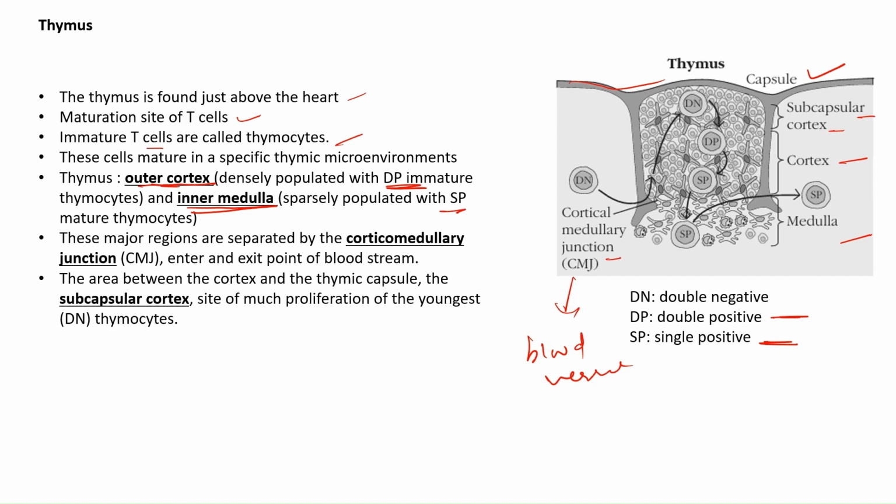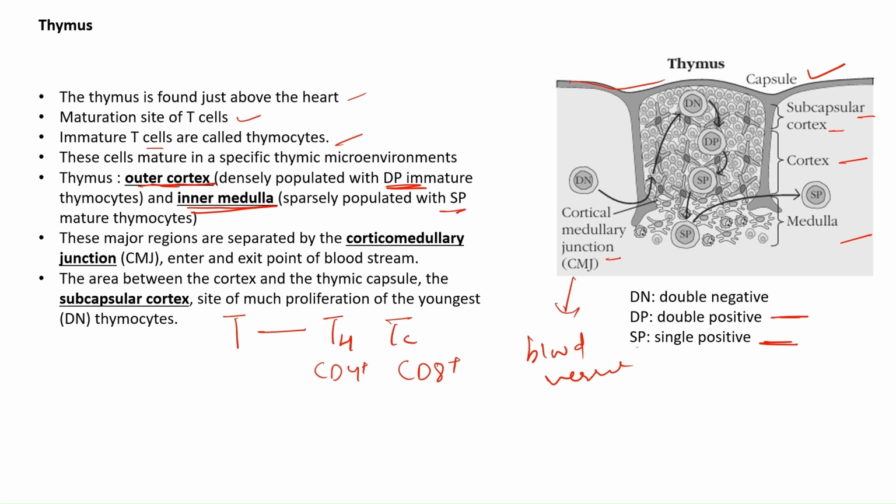Now, what do we mean by DN, DP, and SP? We are talking about the maturation of T cells. T cells, we already learned, are divided into two broad categories, TH and TC cells. How do we differentiate them on the basis of markers? TH cells are CD4 positive, TC cells are CD8 positive.